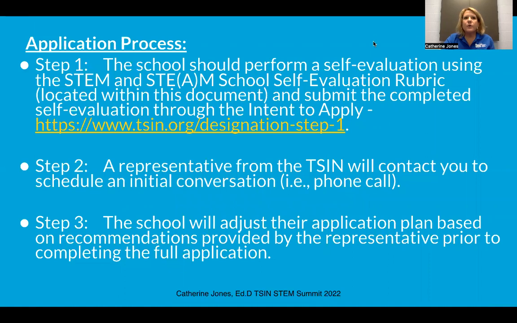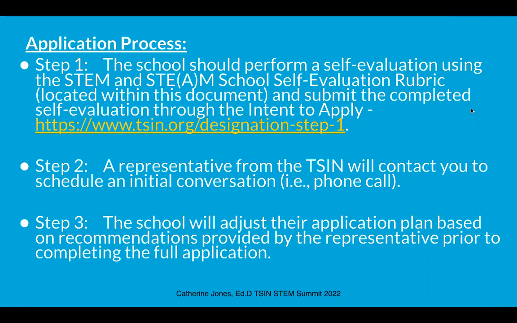I'm going to go through the application process fairly briefly, just as an overview, and then we'll go through the individual parts with a closer look. The application process includes 6 steps. The first step is that the school performs a self-evaluation using the STEM self-evaluation rubric provided at tsin.org.